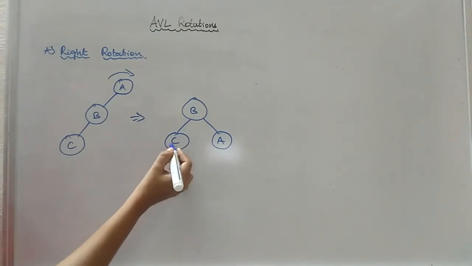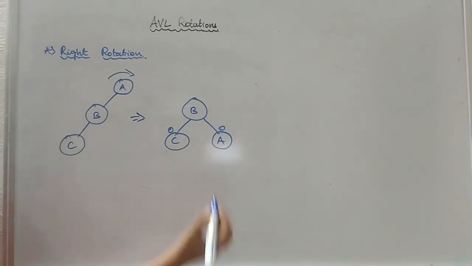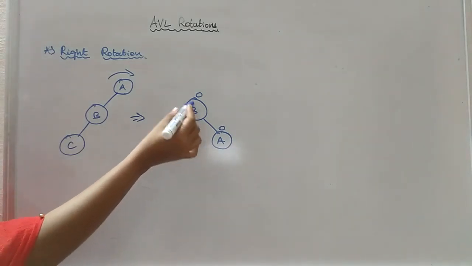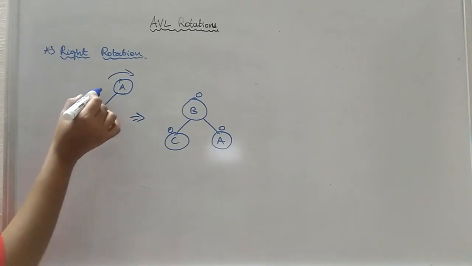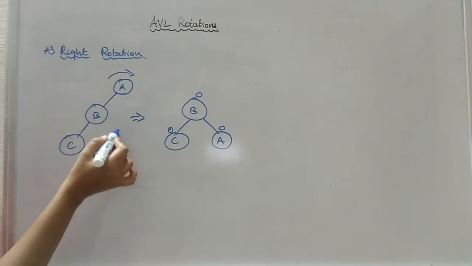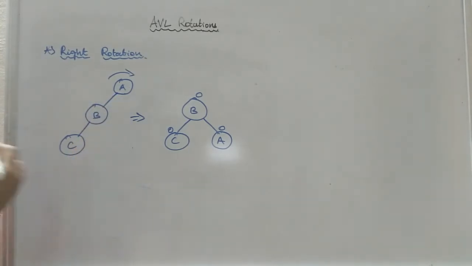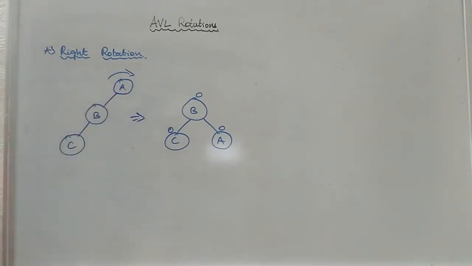If you calculate the balance factor, for node C it is 0, for A it is also 0, and for B it is also 0. It's not at all necessary for the balance factor of every node to be 0. It can be 0, minus 1, or 1. So we simply shift this node towards the right, so it comes down. This type of rotation is called a right rotation. In a sense, we are moving this node towards the right.